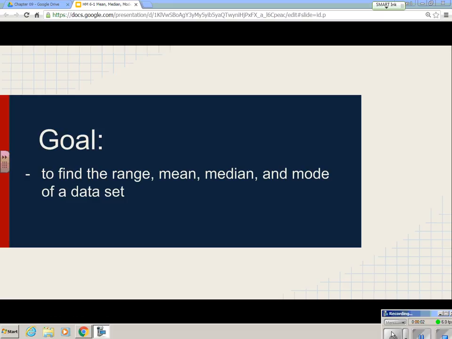All right, today's lesson is to find the range, mean, median, and mode, the MMMR or the RMMM of a data set. Write that down with today's date and page number, and when you're ready, come back for the warm-up.